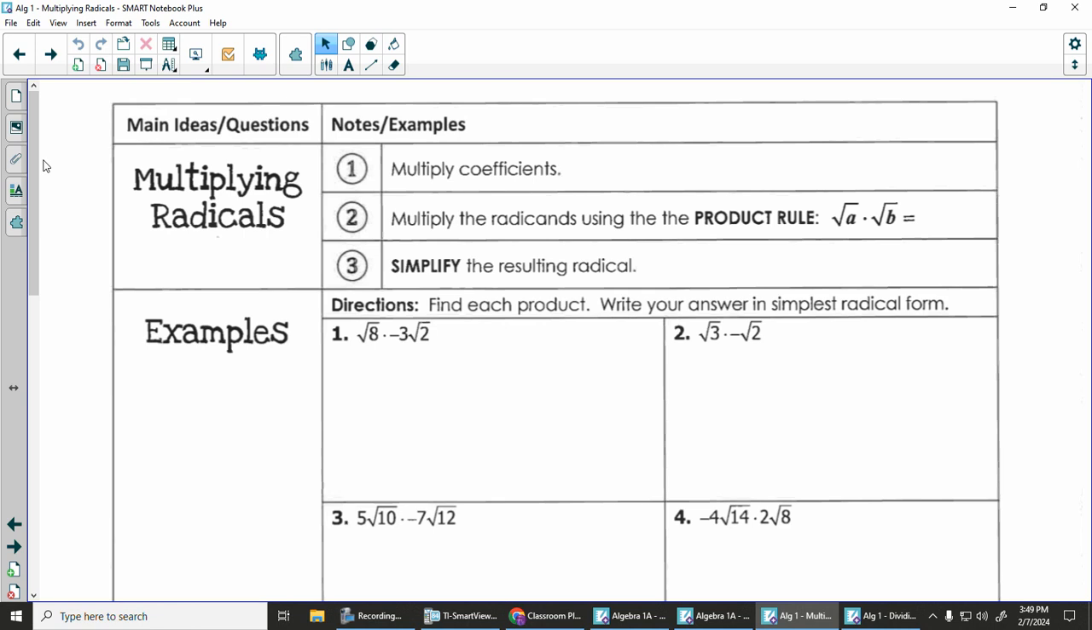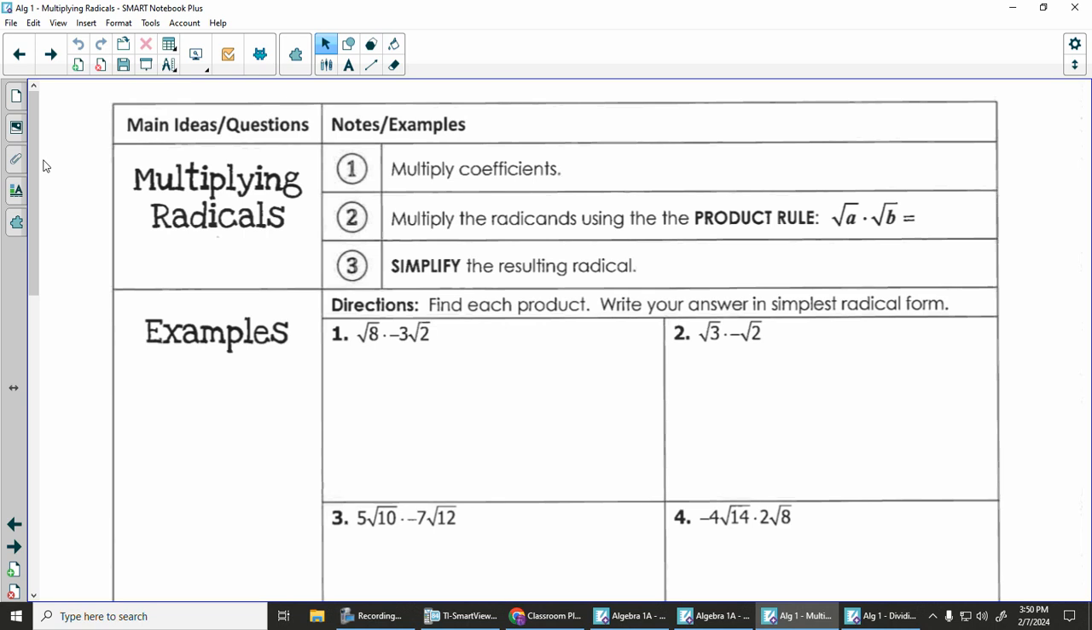With multiplying radicals, we do not need like radicals. We do the multiplying first, and then once we get an answer to the multiplying, sometimes that answer may need to be simplified. Okay, so it's a little bit different, but it uses the same skills.